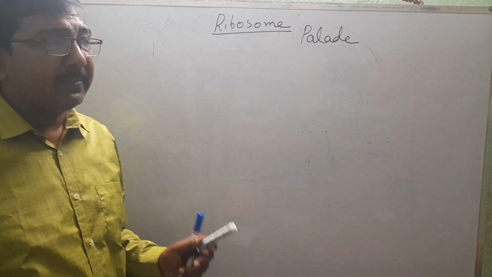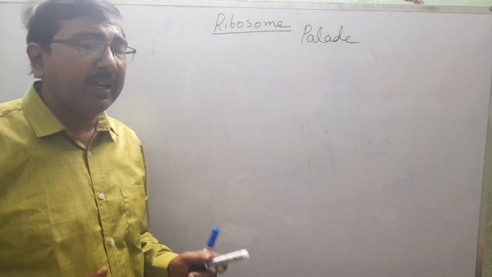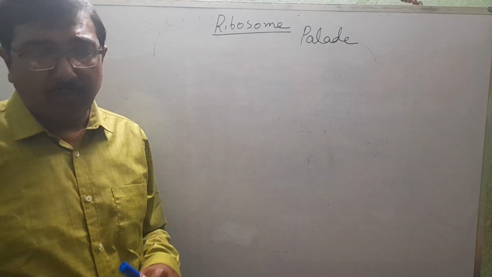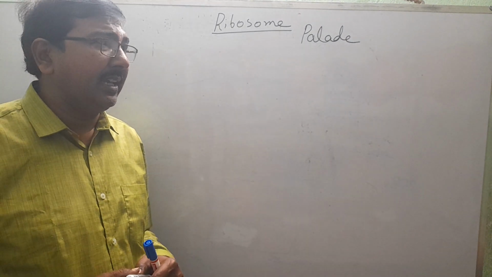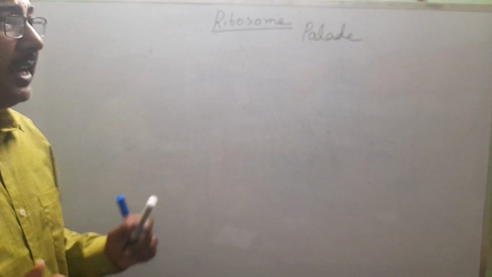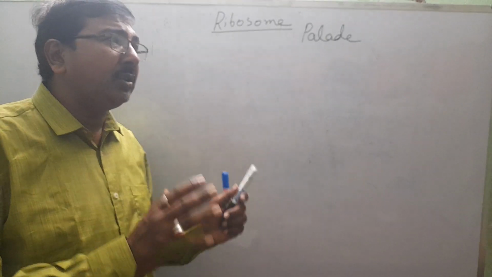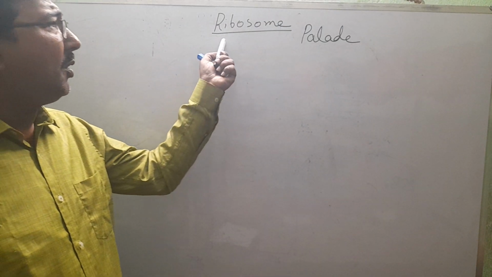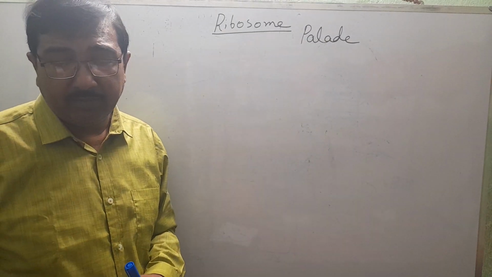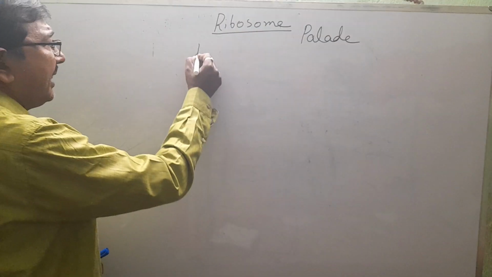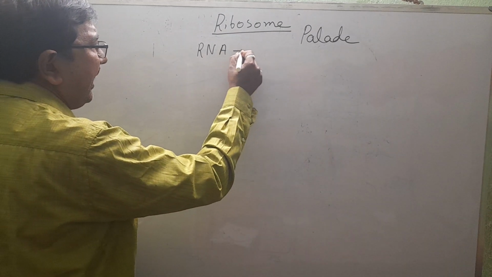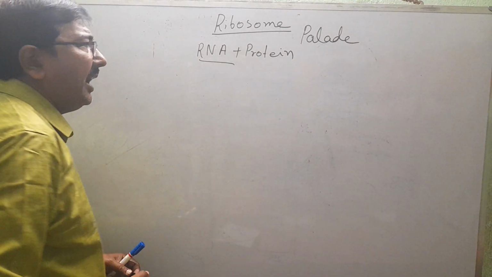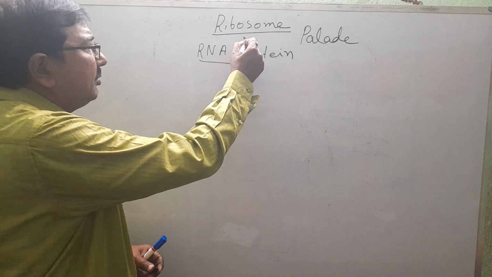Ribosome is a spherical, non-membranous cell organelle which is present in both eukaryotic and prokaryotic cells. It is the non-membranous cell organelle. Very important part: the ribosome is composed of RNA and protein. RNA is ribonucleic acid, and protein also composes the ribosome.